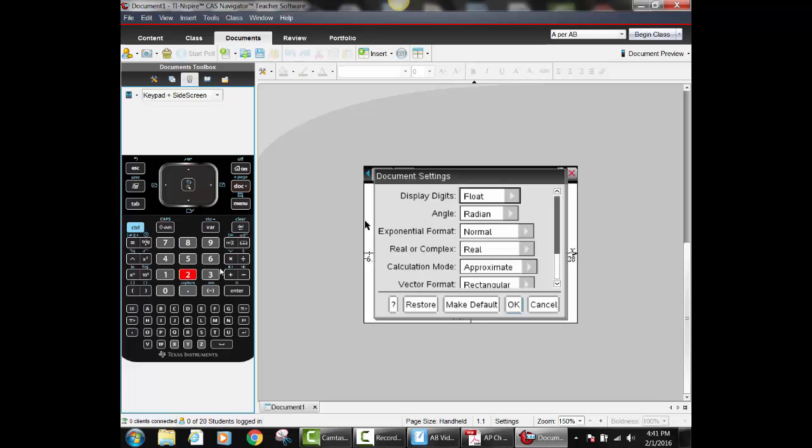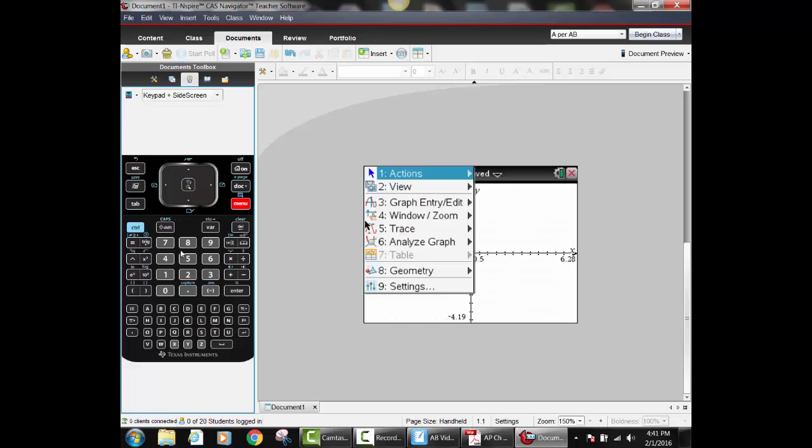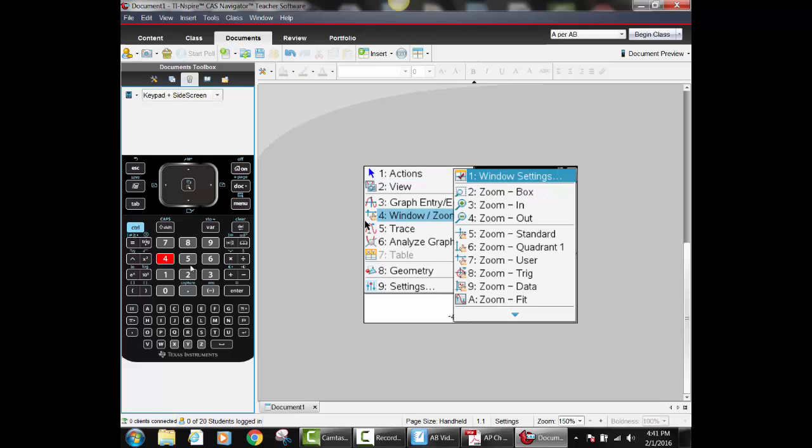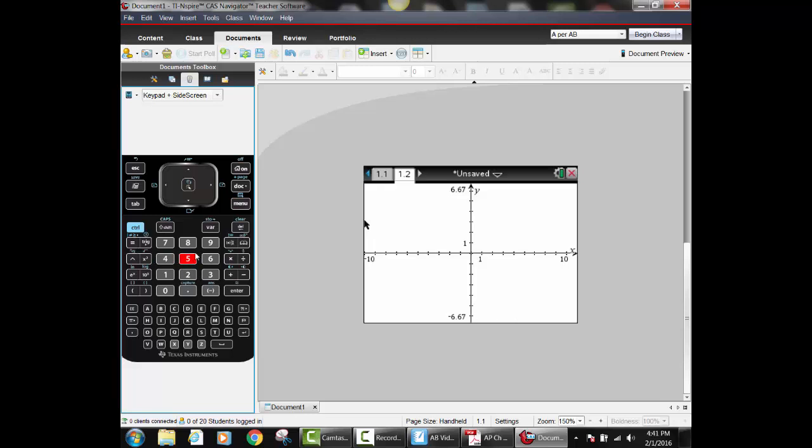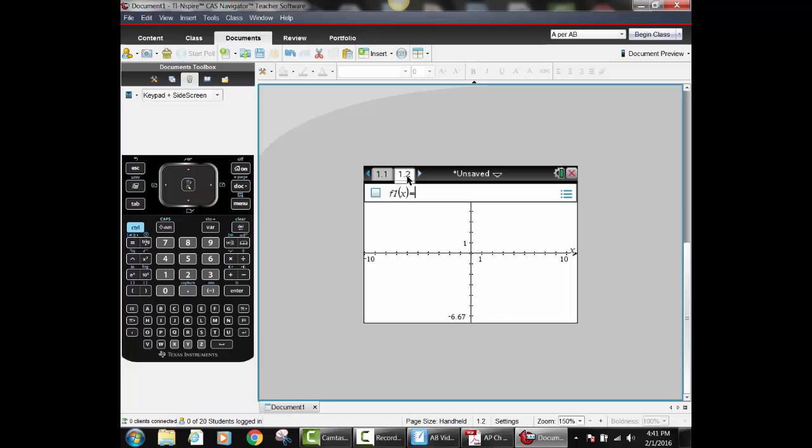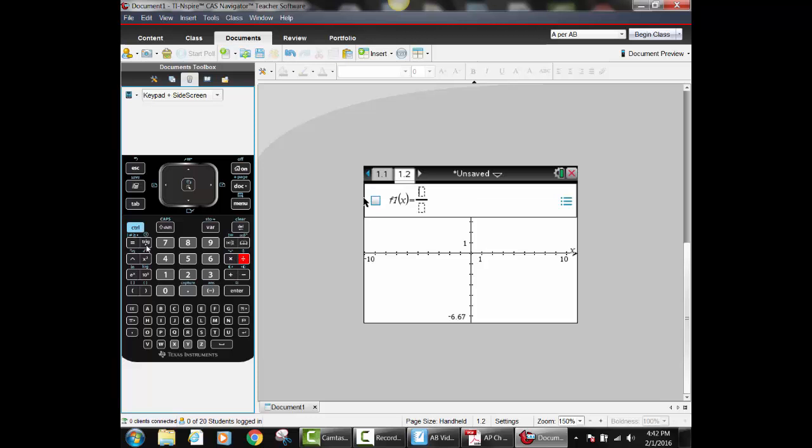I am in radian mode. Well, then let's just go back to a normal old standard viewing window. What is happening? Did I not just enter this function? Am I losing my mind? I could have sworn I just entered that function. Okay then. Okay, so we have sine x over x.